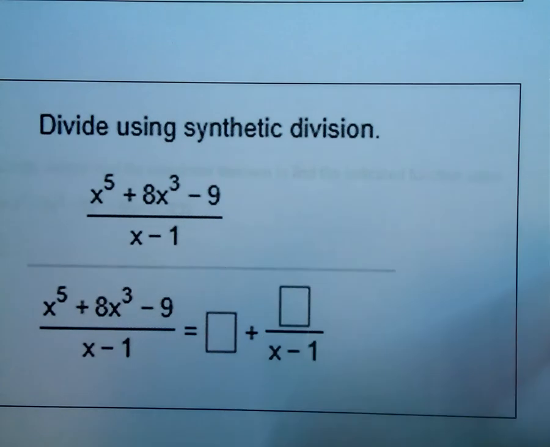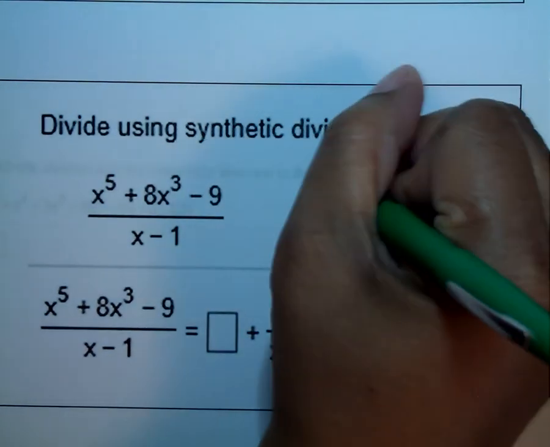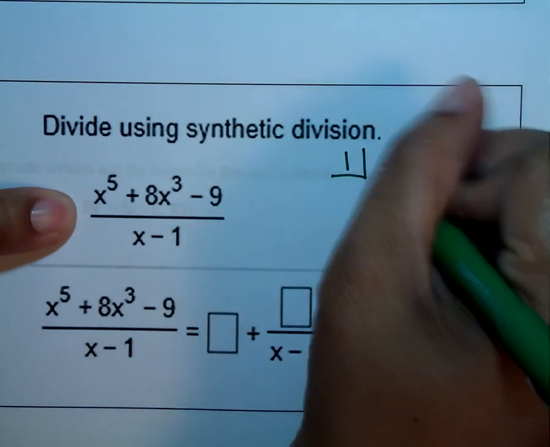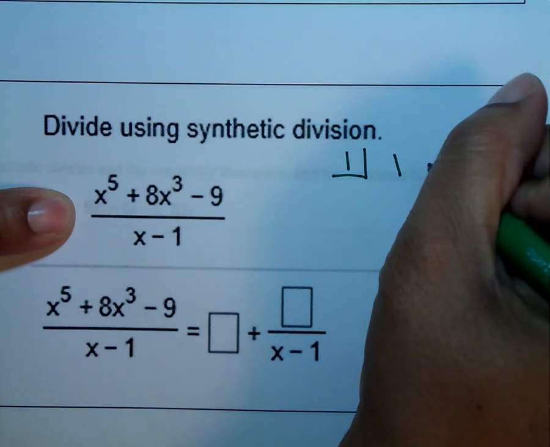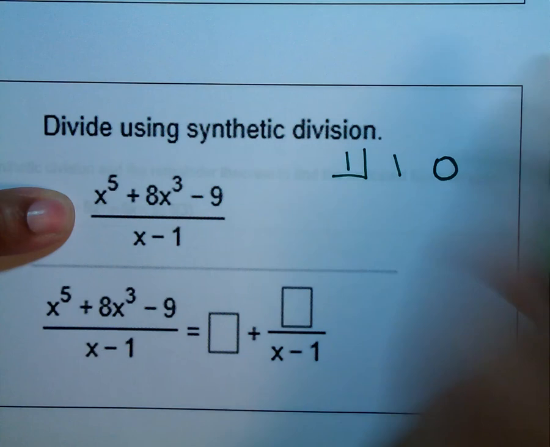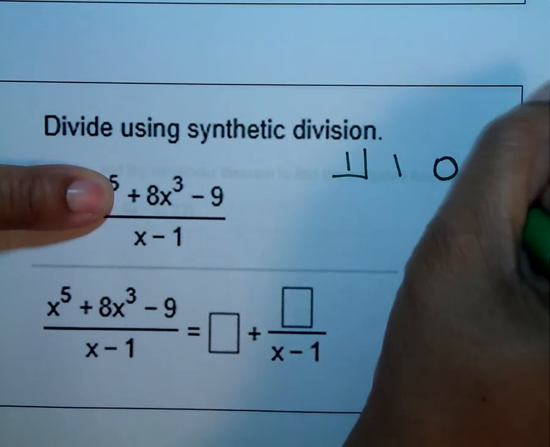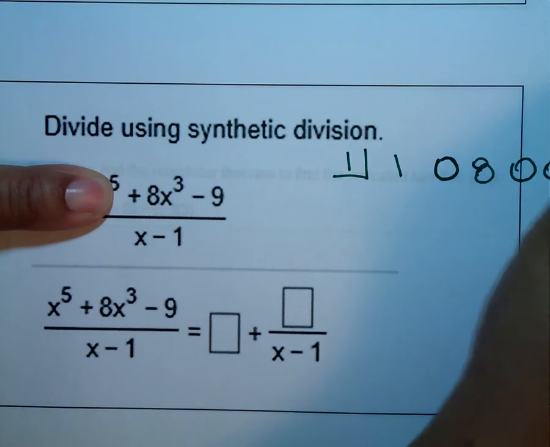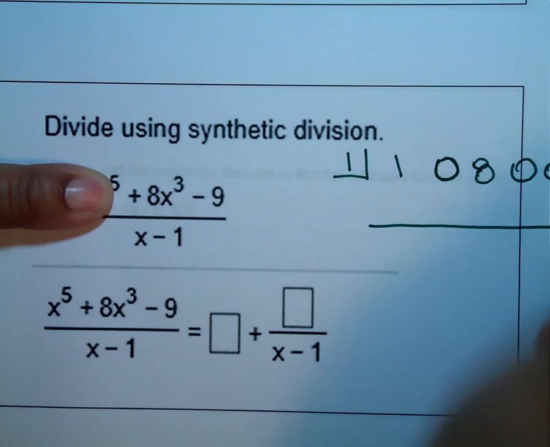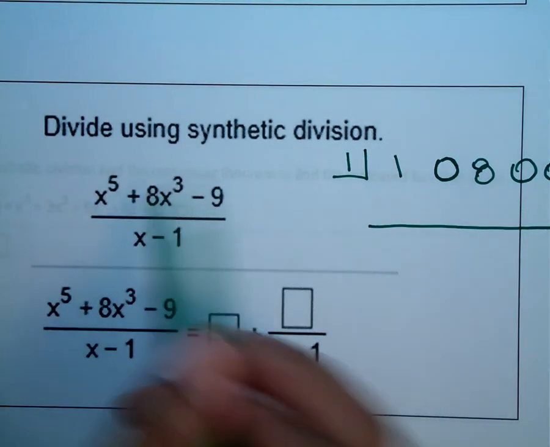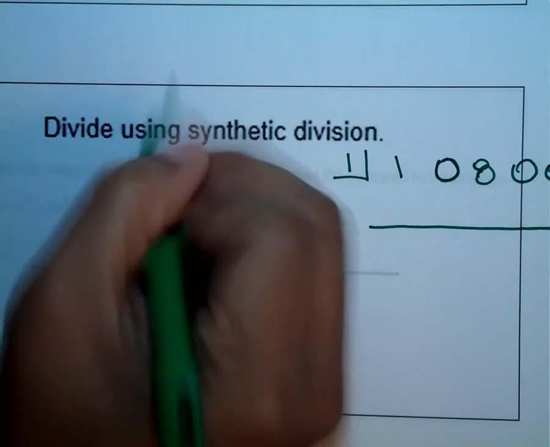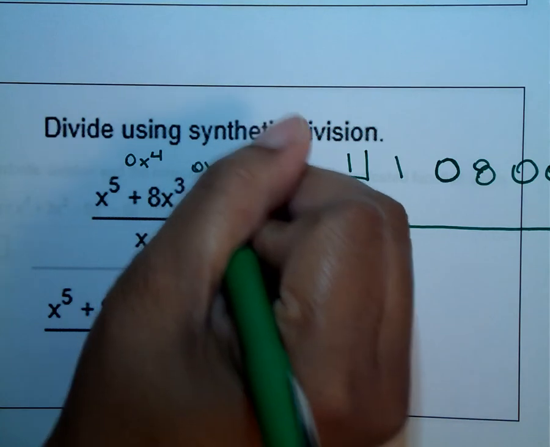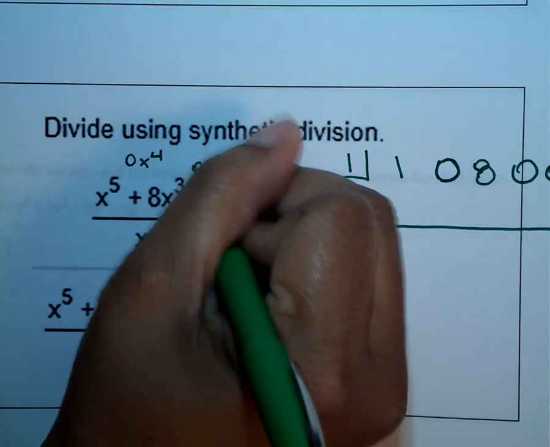Okay, so outside the box is a positive 1 because I got a negative 1, so my box will be a positive 1. Now I have to start. My numerical coefficient on x to the 5th is 1. X to the 4th, I don't have an x to the 4th, so I have 0 x to the 4th, so I put a 0. I have an 8 for my x cubed. I have 0 x squared, 0 x's, and then I have a negative 9. So you got to be careful. Make sure you don't put too many zeros. So I have a 0 here for 0 x to the 4th. And then I have 2 zeros over here. A 0 for 0 x squared. And a 0 for 0 x's.